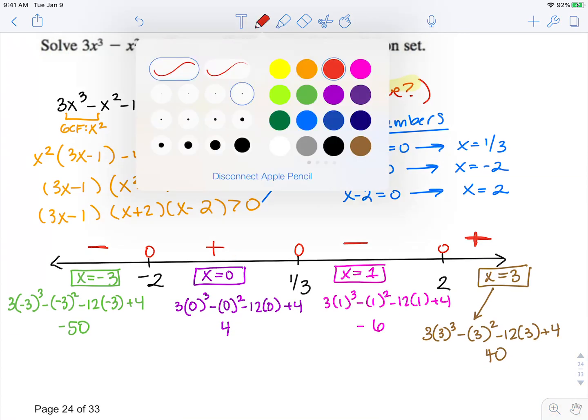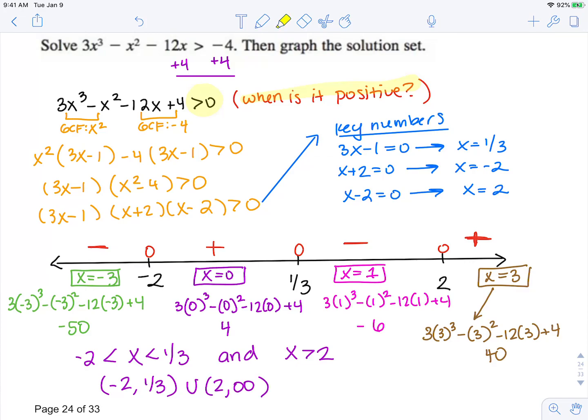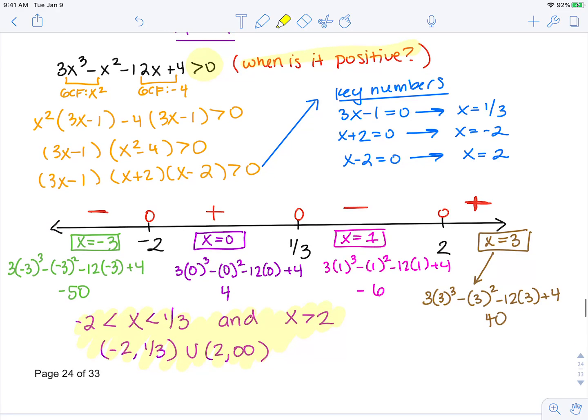And that is when x is between -2 and 1/3, and when x is greater than 2. Now in interval notation, that would be -2 to 1/3 union 2 to infinity. So either of these are acceptable. I can ask for either inequality or interval notation.